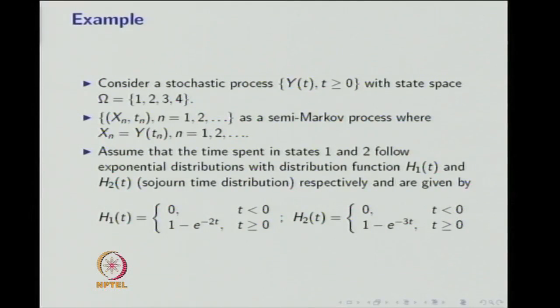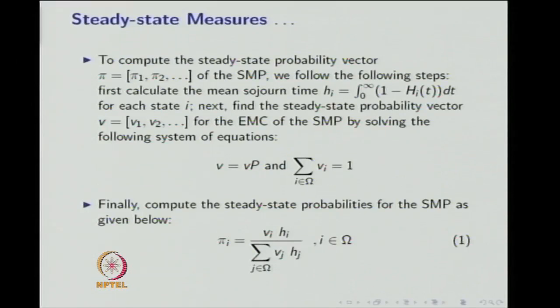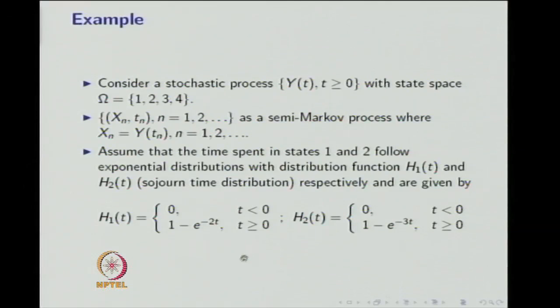Now let us consider a simple example, a stochastic process with the state space omega equal to 1, 2, 3, 4. In the previous steady state measures, with the assumption that the steady state probabilities exist, we showed how to compute the steady state probability measures. So here the assumption is that steady state probabilities exist. Now we come to the example.